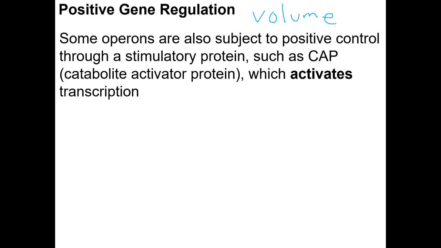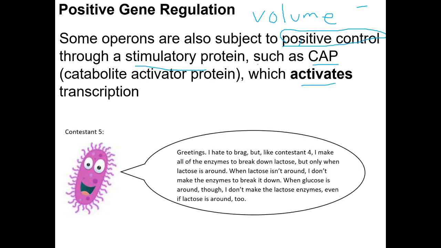Some operons are also subject to positive gene regulation, or positive control, through a stimulatory protein, such as CAP. CAP is short for catabolite activator protein. Please don't memorize this, but it activates transcription. Remember how contestant number 5 had this extra thing compared to contestant number 4? This part of it, being able to turn the lac operon on or off, was really negative gene regulation. This part, if glucose is around, you're not going to really use too much lactose. That's positive gene regulation. It's saying, okay, I could use a lot of lactase enzymes, but I have something better, so I'm going to turn the volume down on this whole lactase thing.